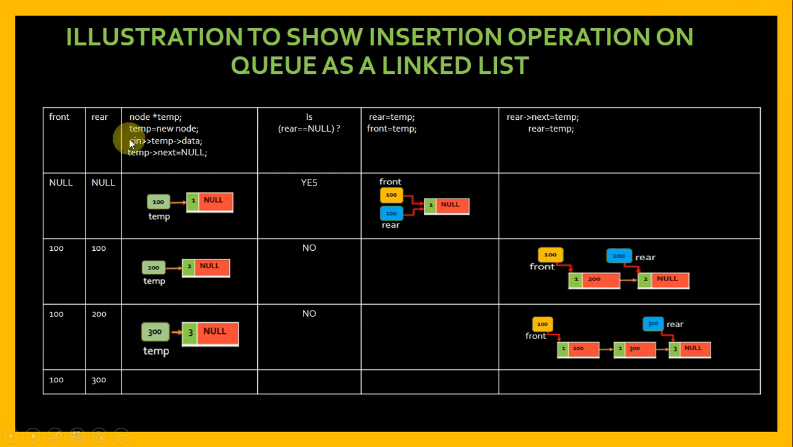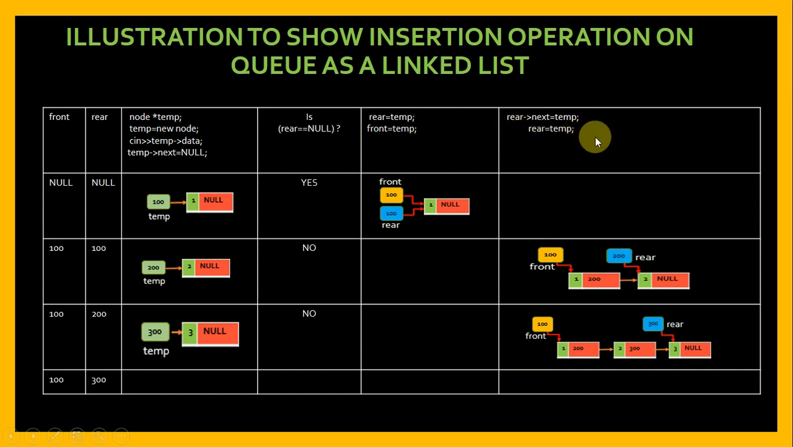Now let us suppose we do one more insertion. So now you can see front is 100 and rear is 200. So I will create one more node using these two statements. So one more node will be created, and suppose I store 3 in it, and in the next part again I am storing null because this is going to be the last node now, and suppose the address of this node is 300. So I'll check the condition. Now the rear is not null, rear is 200. So these two steps will be executed.